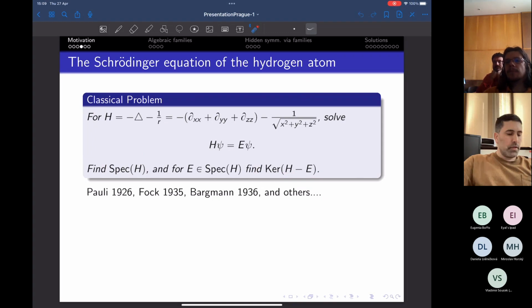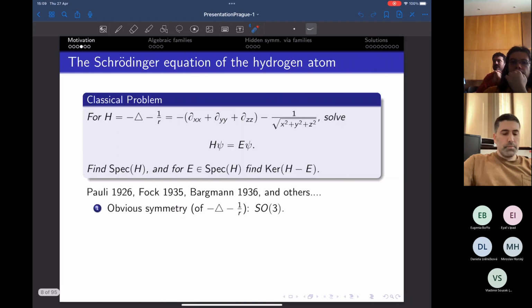It goes back to work of Pauli, Fock, and Bargmann. And in all, or in most cases, it involves symmetry. There is some obvious symmetry that all of you can see, which is that this operator has rotational symmetry, SO3 symmetry.